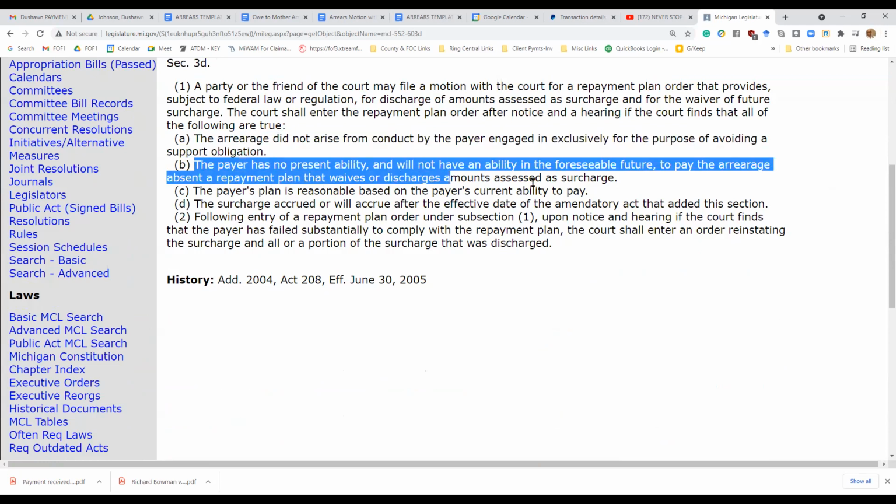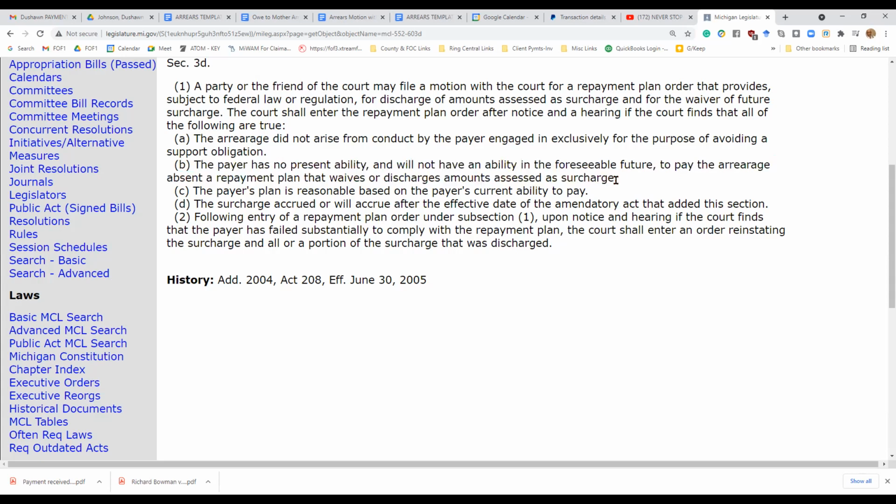And you got to be fitting this. The payer has no present ability and will not have ability in the foreseeable future to pay the arrears, absent a repayment plan that waives or discharges amounts assessed as surcharges. Okay, so what is a foreseeable future? The foreseeable future is that I see the future as far as I can see it. It's really as far as I can throw it.